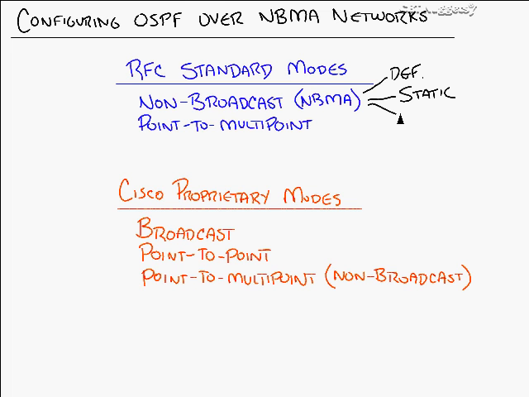And what I mean by that is that there is a DR and there is a BDR that is elected. And you will influence that through your static configuration. And it's kind of counterintuitive when you think about it. You're thinking, okay, non-broadcast, but it treats it like a broadcast network by electing a DR and BDR.